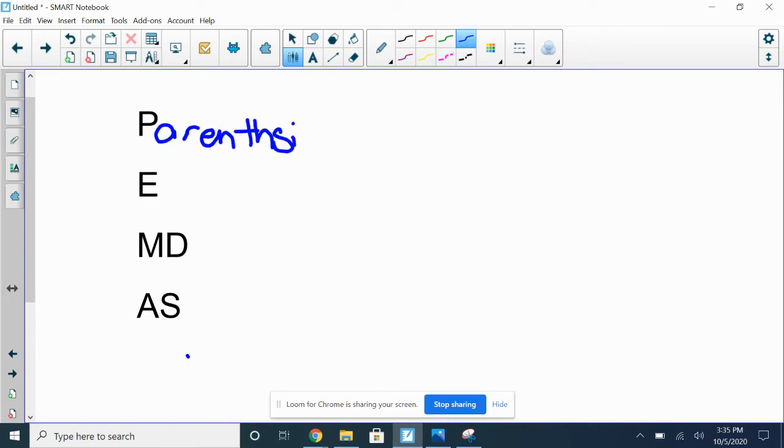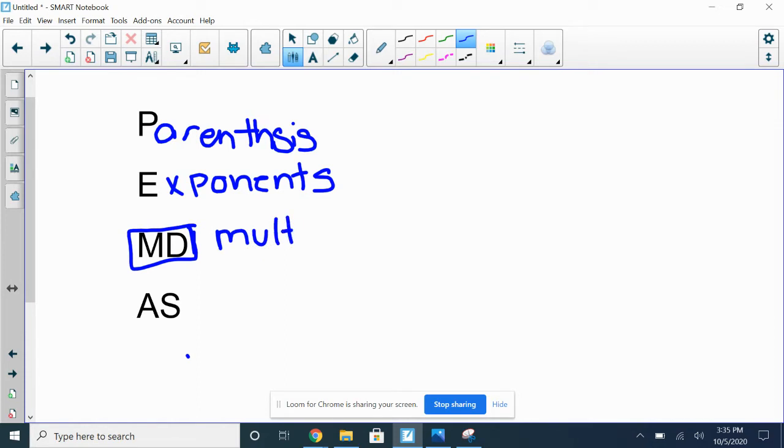Parentheses, and our grouping symbols. Our E is going to stand for our exponents, so please excuse, E for exponents. My M and my D are together, and we went over this yesterday, because M is for multiplication, and D is for division. They are next to each other like that because when we have multiplication and division, we're going to do those from left to right.